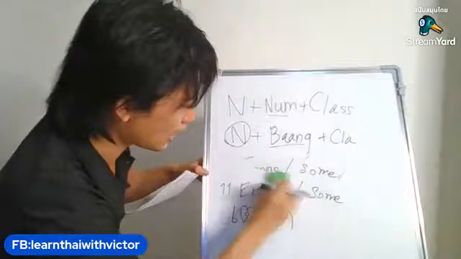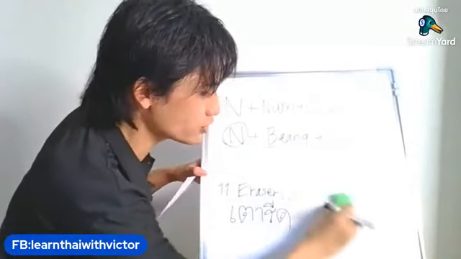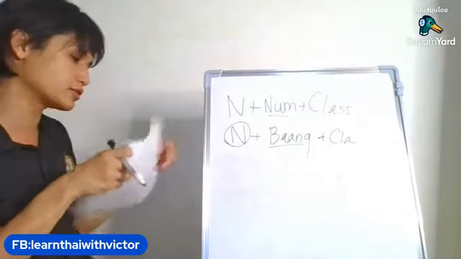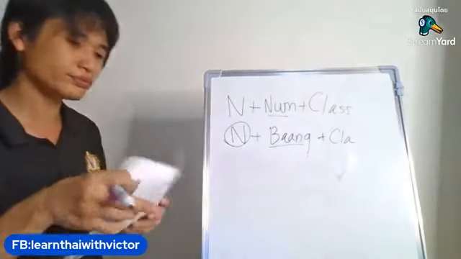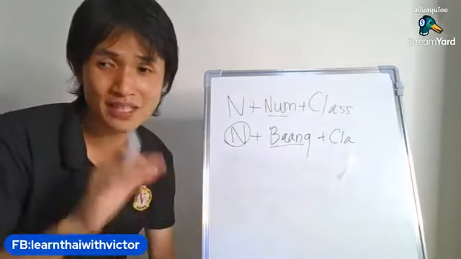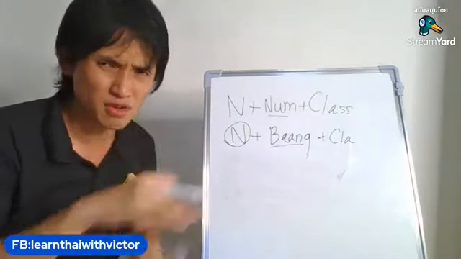So now we're going to learn the second section of the live streaming today. Today we're going to learn about the classifier คัน for vehicles. The classifier คัน is for vehicles on the road.